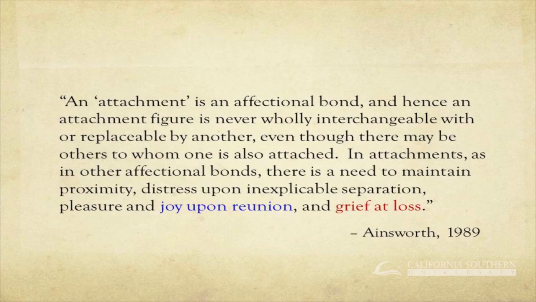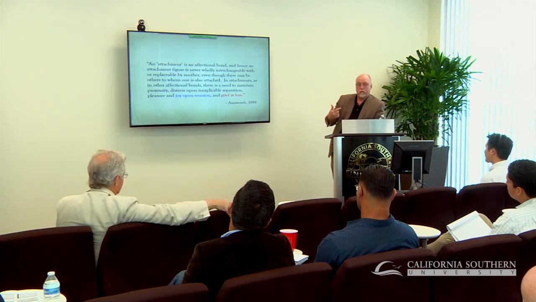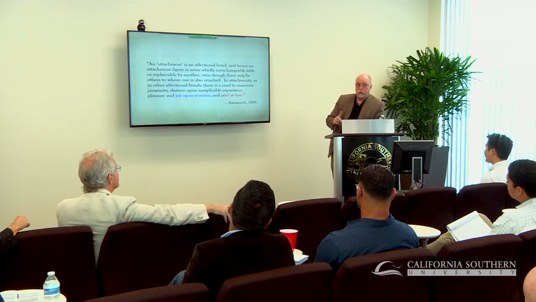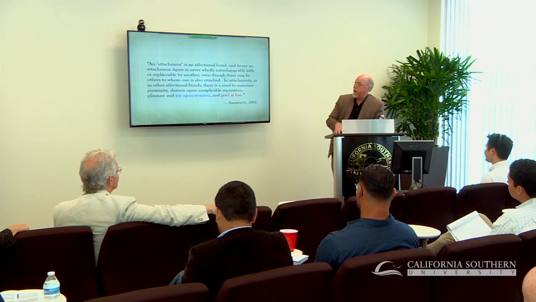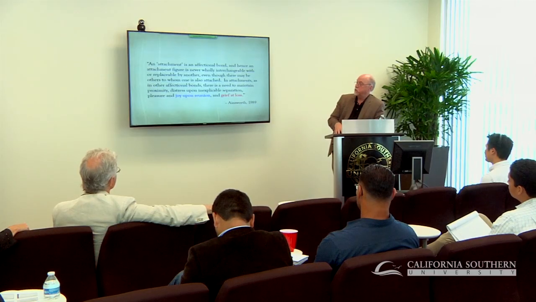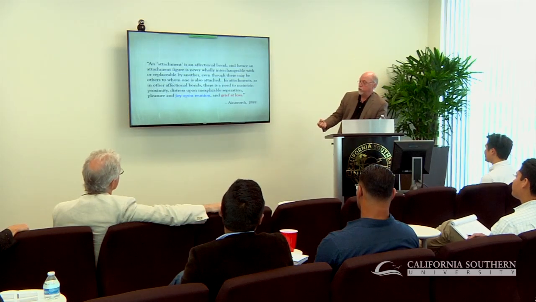Mary Ainsworth goes on: an attachment is an affectional bond, and hence the attachment figure is never wholly interchangeable or replaceable by another, even though there may be others to whom one is also attached. So if you ever see a kid calling a parent by the parent's first name, that's weird. That's not an authentic attachment system. Something's going on. In attachments, as in other affectional bonds, there is a need to maintain proximity, distress upon inexplicable separation, pleasure and joy upon reunion, and grief at loss.